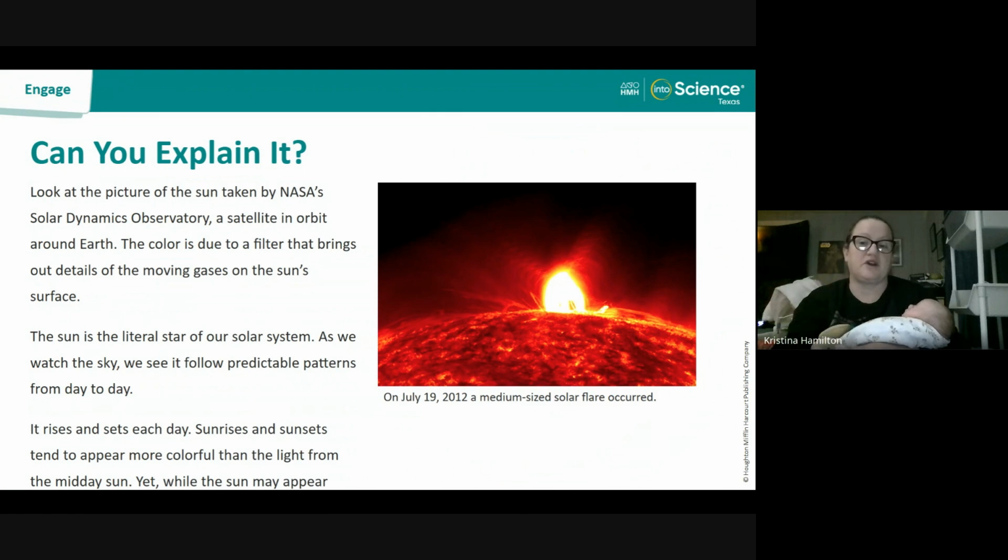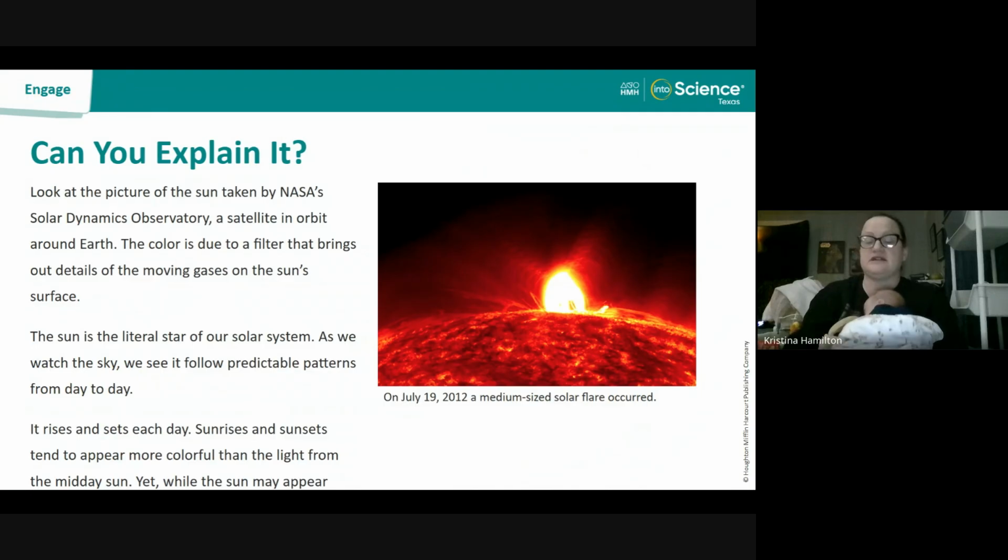So we're talking about looking at the sun. You have Mercury and Venus also there. The sun is the literal star in our solar system. As we watch the sky, we see it follow predictable patterns from day to day. It rises and sets each day, and sunrises and sunsets tend to appear more colorful than the light from the midday sun. Yet while the sun may appear different colors throughout the day.